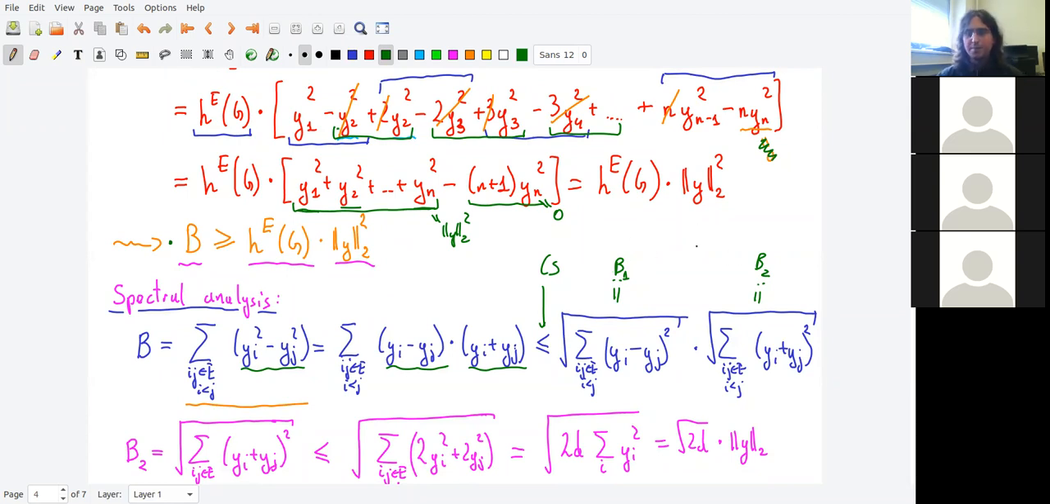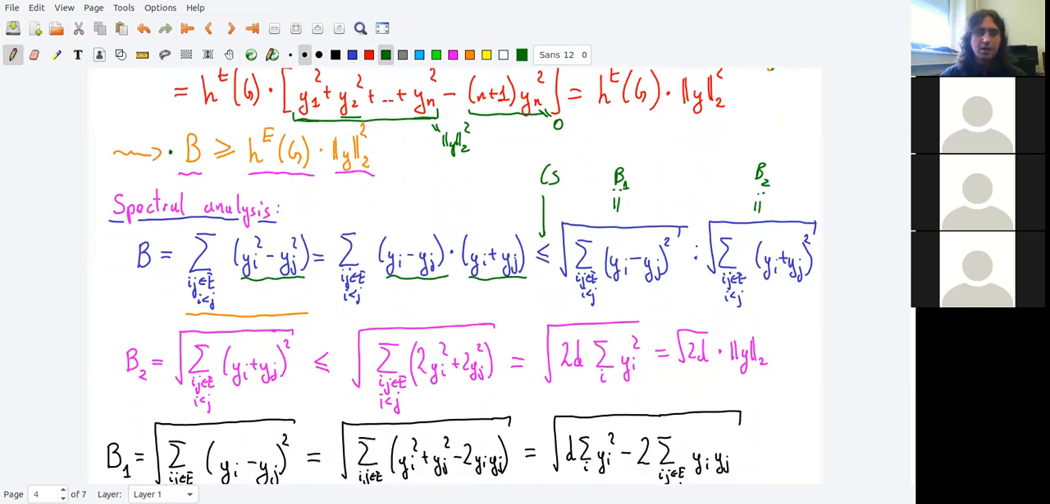So B2 will be the simpler one. Let's look at this. B2 is simply the square of the sum of the entries. Now I can use a very basic estimation that (A plus B) squared is upper bounded by 2A squared plus 2B squared. This is the geometric-arithmetic mean inequality if you open the brackets here. So I can estimate it like that.